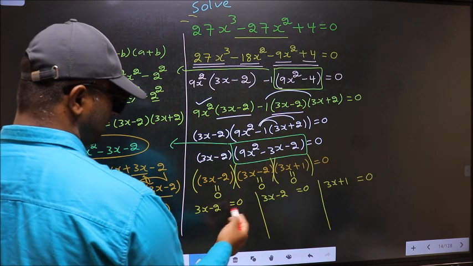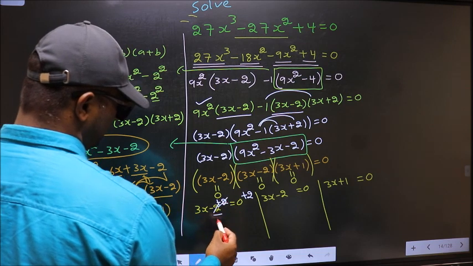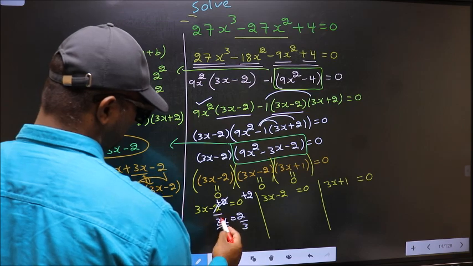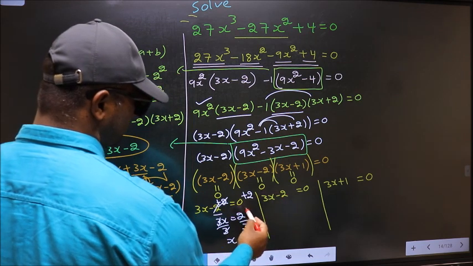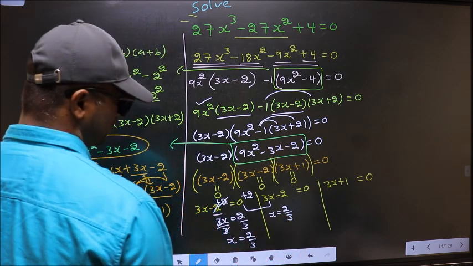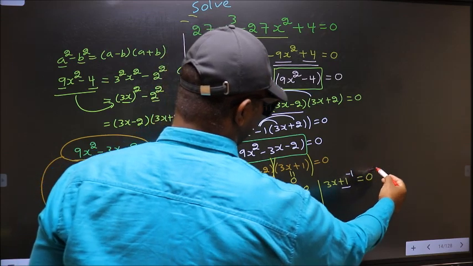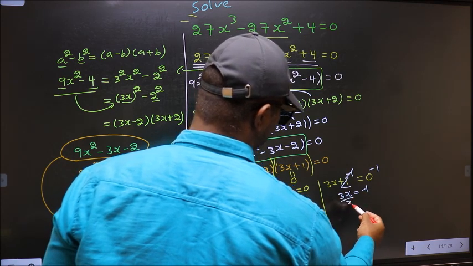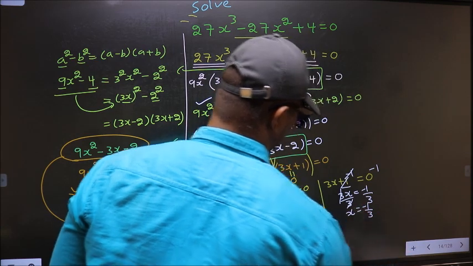Now to get x value from here, we should remove minus 2, so add 2. You get 3x equal to 2. Now we should remove 3, so divide by 3. We get x equal to 2 by 3. Now here, these two equations are same, so here also we get x equal to 2 by 3. Next, here first we should remove plus 1, so subtract 1. We get 3x equal to minus 1. Now we should remove 3, so divide by 3. You get x equal to minus 1 by 3.